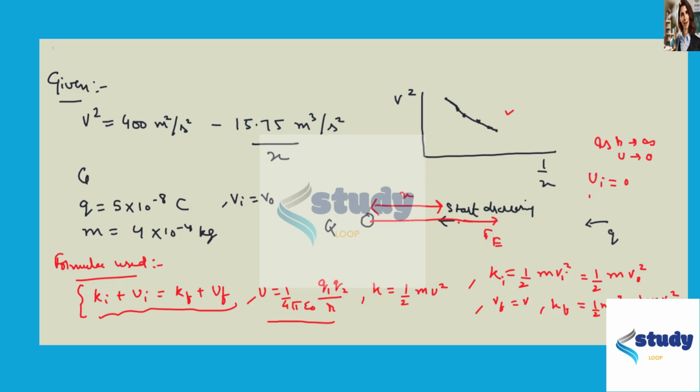Now finally, let's say the particle has reached distance x, which corresponds to this velocity here. So Uf is equal to 1 by 4 pi epsilon naught capital Q small q over x, which is this r. Now let's say this is first, this is second and this is the third. We have to put the first, second and third in this equation and then compare with this equation.